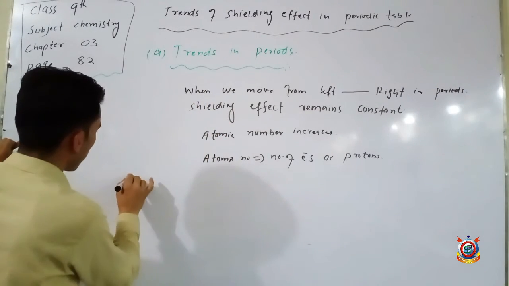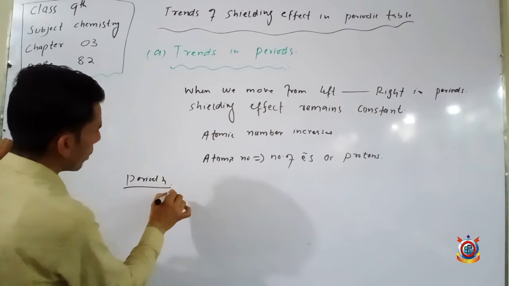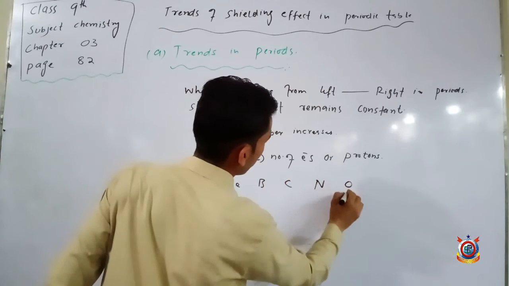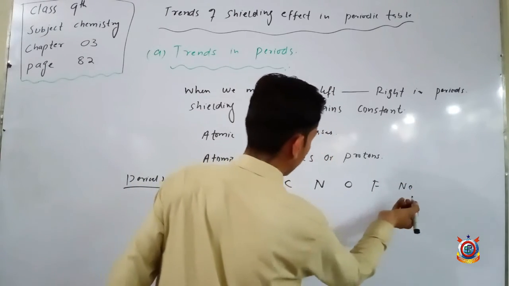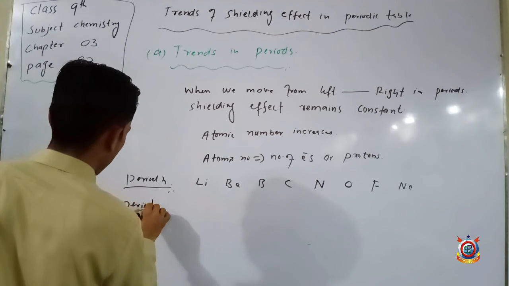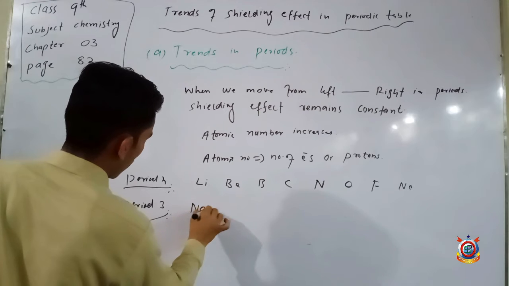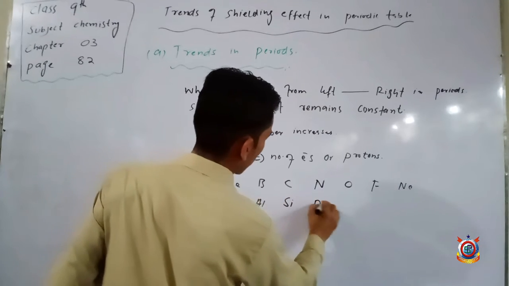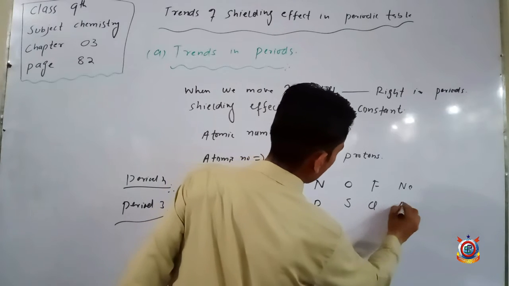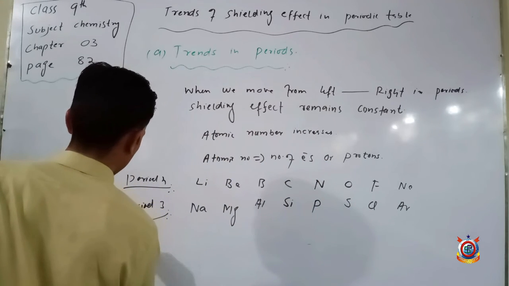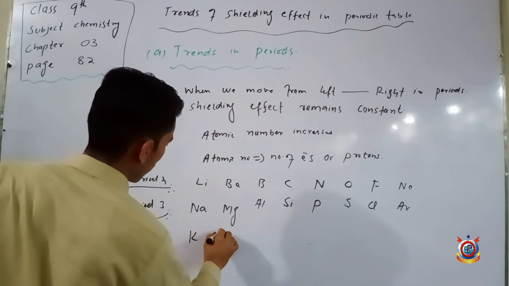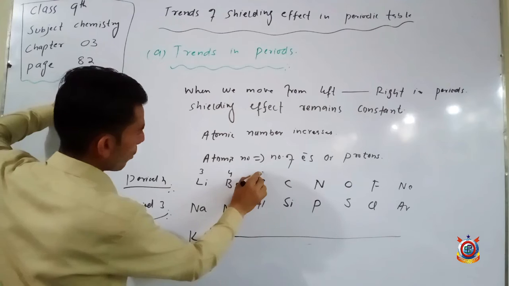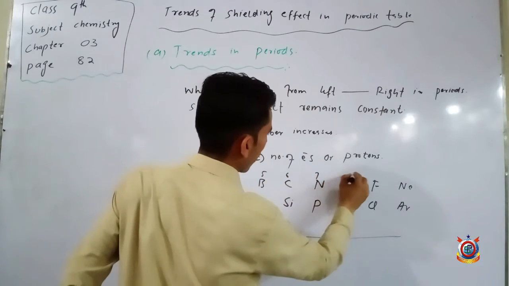For example, period second, which contains elements such as lithium, beryllium, boron, carbon, nitrogen, oxygen, fluorine and neon. Period third: sodium, magnesium, aluminium, silicon, phosphorus, sulfur, chlorine, argon. And period fourth contains potassium, calcium. So when we move from left to right, what happens? Atomic number 3, 4, 5, 6, 7, 8, 9, 10.